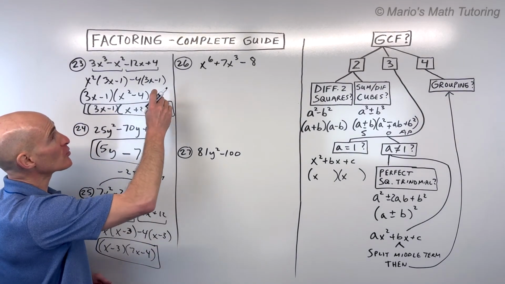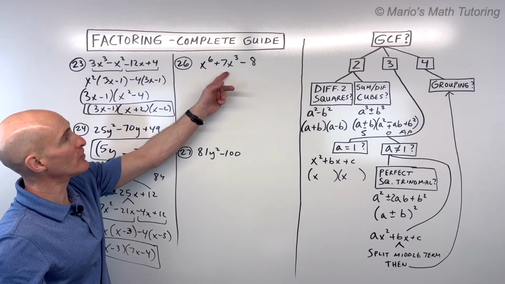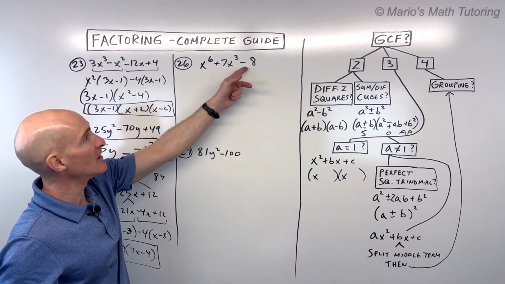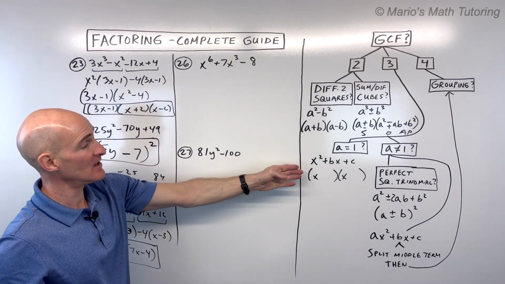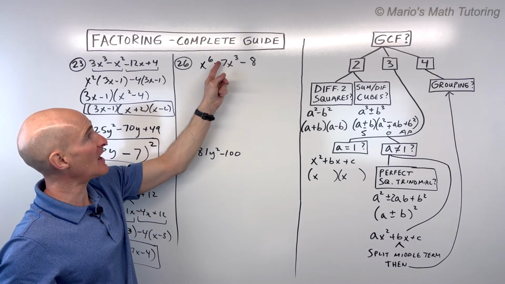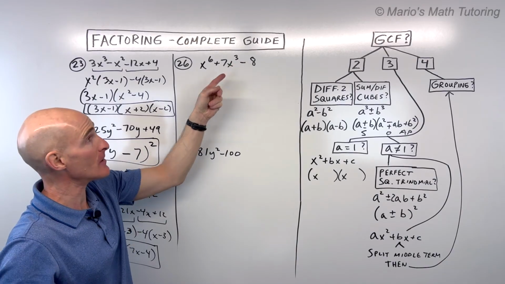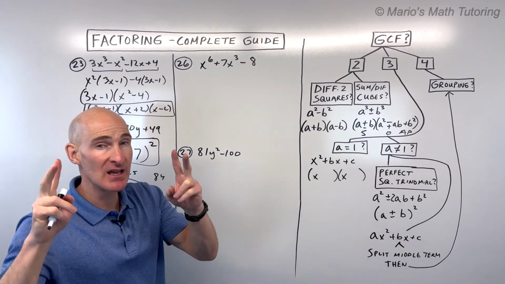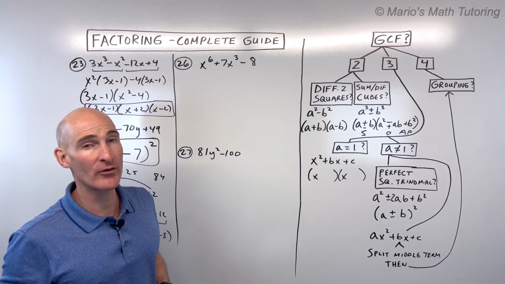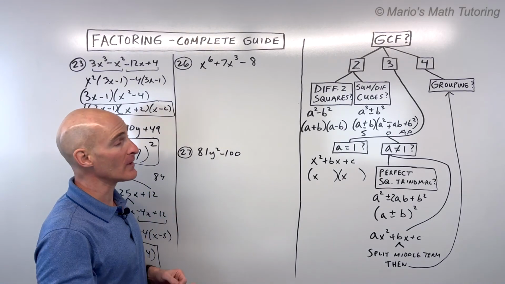Okay, let's look at number 26 now. This one's a trinomial, 3 terms, not a greatest common factor. Leading coefficient's 1, that's nice, but notice that this is x to the 6th and x to the 3rd. When this middle term's exponent is half of this leading term's exponent, it's what's called, quote unquote, a quadratic form, in quadratic form.